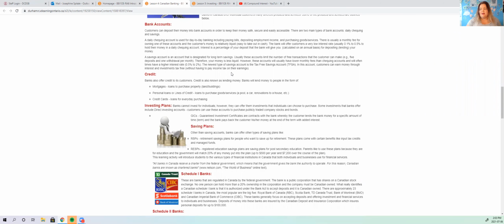Okay. Investing plans. Banks cannot invest for individuals. However, they can offer them investments that individuals can choose to purchase. Some people have investments with their banks and it will earn interest for them. I myself could invest in my bank and my bank will offer me interest, whatever the plan or program is that they have. So instead of me paying interest on something like a loan, it's like me loaning my money to them, telling them, yes, you can use this money and this is the interest that is owed back to me. Okay.